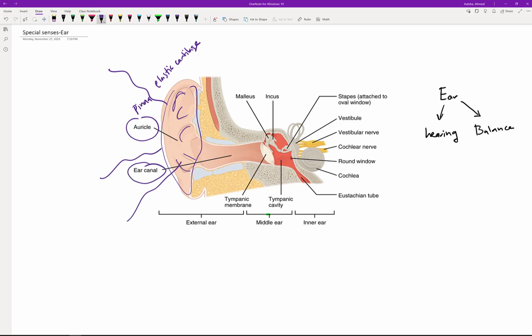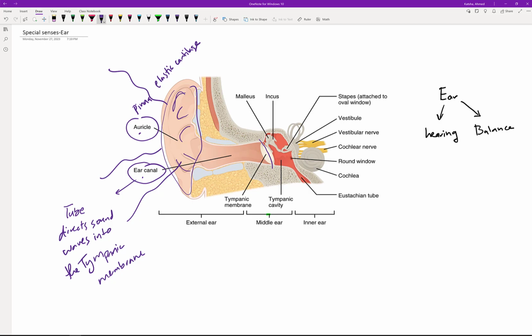The ear canal is just a tube. Sometimes we'll call it the auditory tube. It's a tube that directs sound waves into the tympanic membrane. So the external ear is just the auricle and the ear canal. The tympanic membrane is the borderline between the middle ear and the external ear. It doesn't really belong to either of them. Think of it as a wall between two rooms.